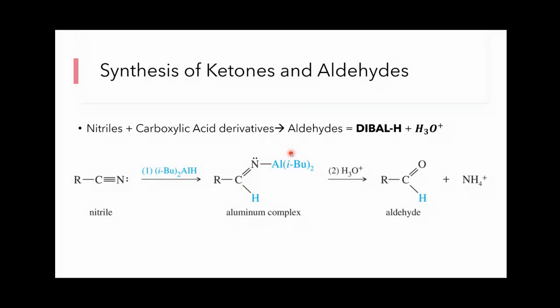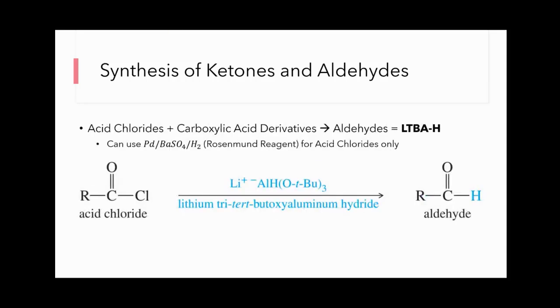Okay, so if you want to turn a nitrile or any carboxylic acid derivative into an aldehyde, we just use DIBAL, which will turn it into an aldehyde. However, the only exception is acid chlorides. For acid chlorides, you would have to use LTBA. That's shorthand for this long name over here. But if you use LTBA on an acid chloride, it'll yield the same result as DIBAL, which is an aldehyde.